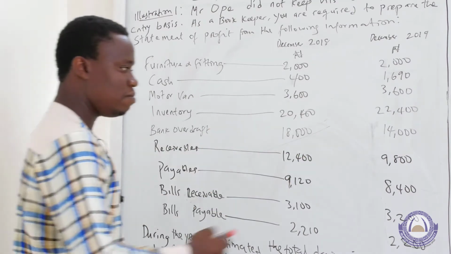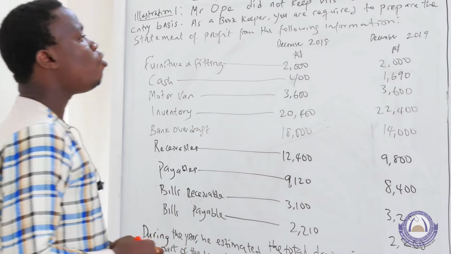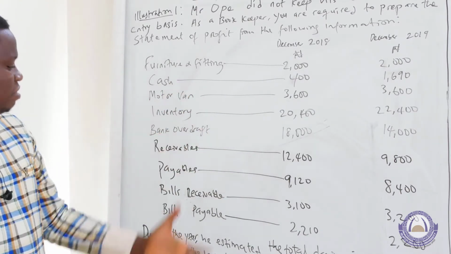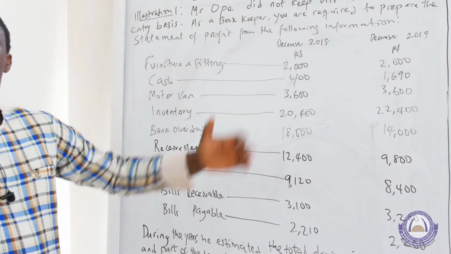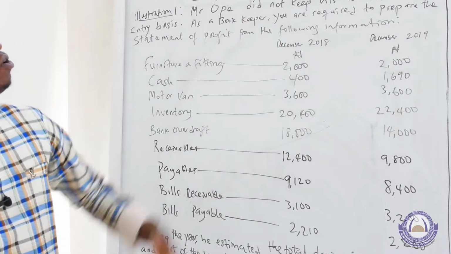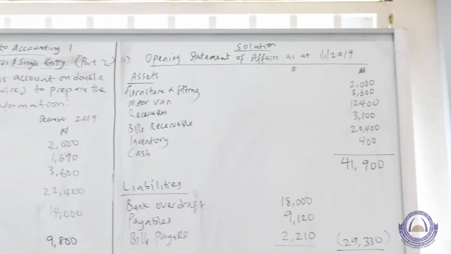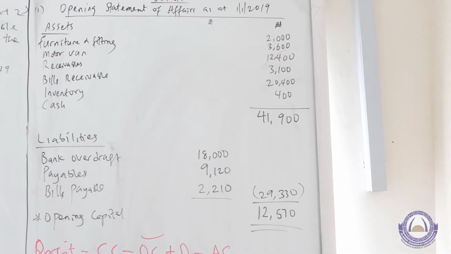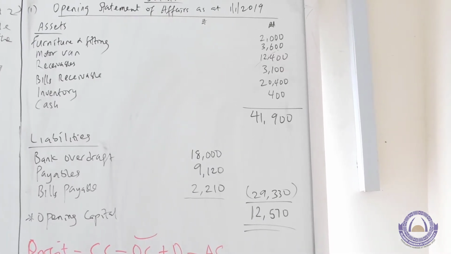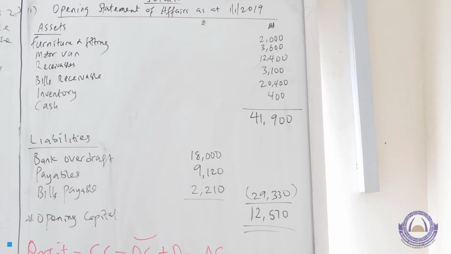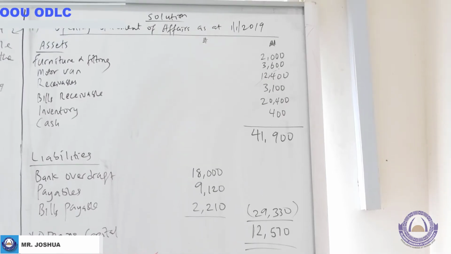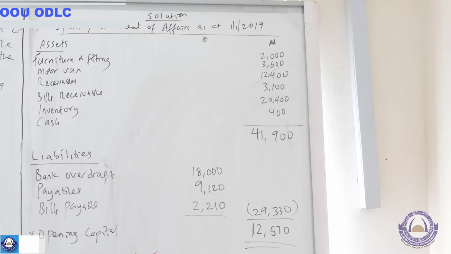So let's start by ascertaining our opening capital. I said to get our opening capital, it is important that we prepare the opening statement of affairs. On the other side, you see the opening statement of affairs as at 1st of January 2019. Remember, we still use the accounting equation, and the accounting equation says capital is the difference between assets and liabilities. So assets minus liabilities will give us our capital.